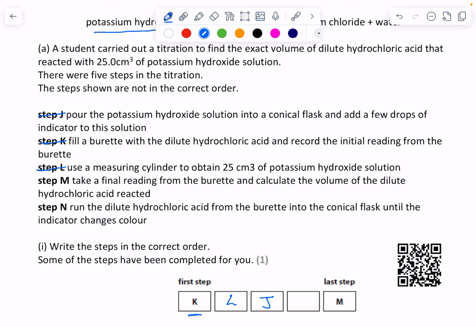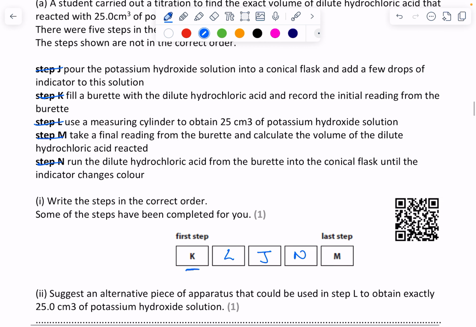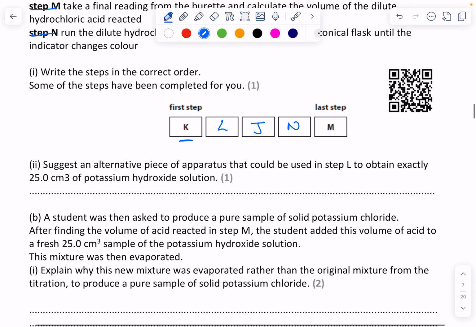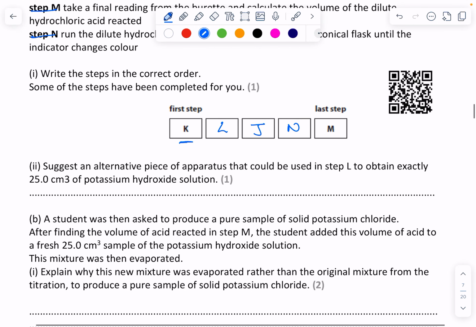And then what we now start to do is we start to add the acid to the alkali. So that's described in step N. And then M is done for us. We take the reading at the end to look at how much volume we have added. 1 mark, get them in the right order, you get the mark.